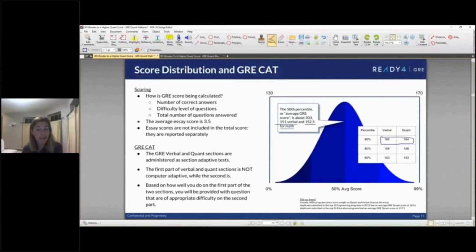Now, does anybody know why the math scores are a little higher on the GRE than the verbal scores? Any ideas? There's a very good reason that the math scores are a little bit higher. This is your chance to be part of the interactivity. Any ideas? Well, here is the hint. The hint is that the GRE is a global test. Okay, so these are the answers. This is what I typically see.